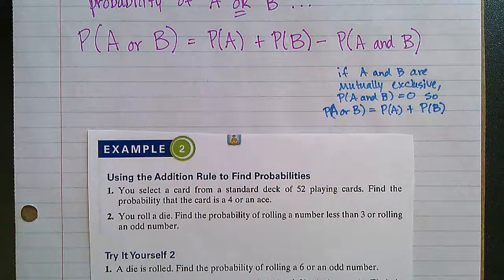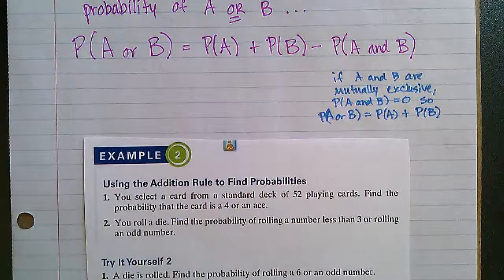So when we see the word and, like we did in the previous section, we were using the multiplication rule. And now when we see the word or, we're going to be using the addition rule. So keep that in mind. When you see or, you're going to be adding. When you see and, we're going to be multiplying.